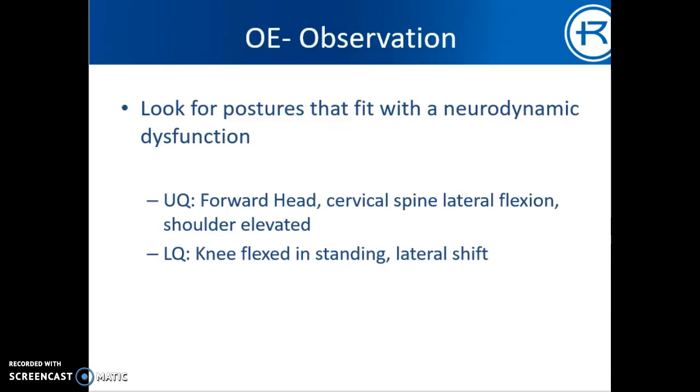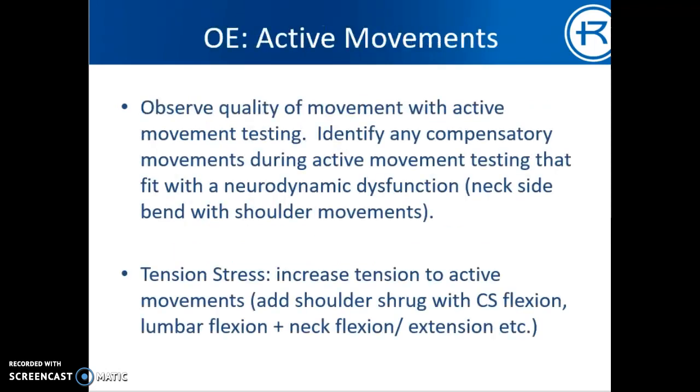In the lower quarter, when you're examining them and looking at their posture, look for a knee that's flexed in standing, and also look for a lateral shift. The active movements that you want to look at when you're having them go through the range of motion, look at the quality of movement with the testing and identify any kind of compensatory movements that they might be exhibiting during the test that might fit a neurodynamic kind of increased neural sensitivity type dysfunction.